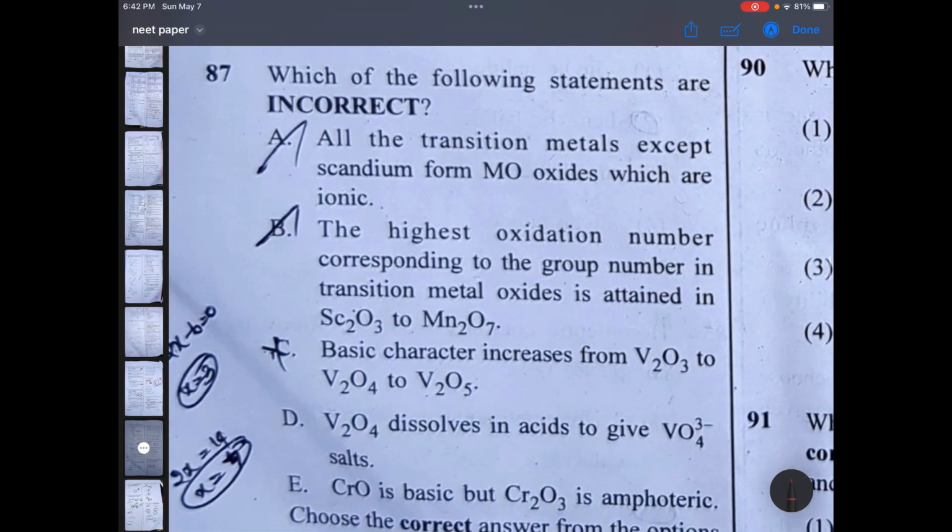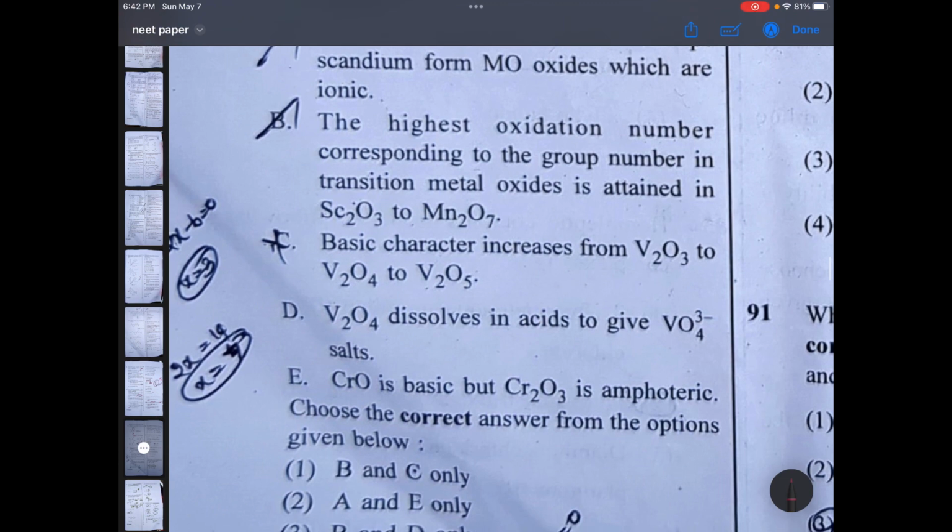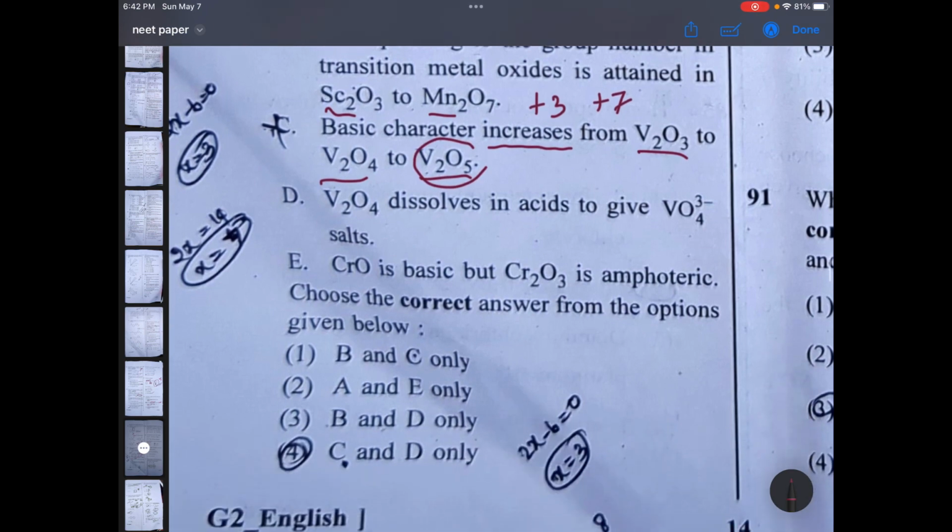Which of the following statements? This is really a good question. Actually, see, the highest oxidation number from scandium to this one will be increasing from +3 to +7. This is a right statement. B must be right. And basic character decreases. V2O3 and V2O4, V2O5. V2O5 is amphoteric. Basic character decreases. So B must be right and C must be wrong.